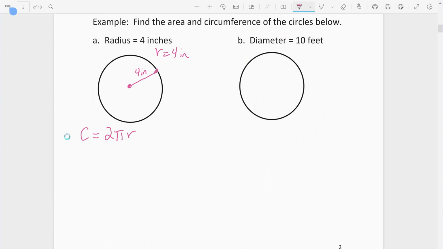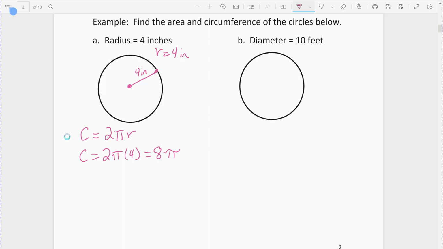And what I usually do, because we don't want to do any rounding in any problem until the very end of the problem, is I'll often simplify it with pi, and then the very last thing I'll do is multiply my number times pi using the key on the calculator. So in this case, my circumference is 2 times my radius, which is 4. 2 times 4 is 8 times pi. And so that's exactly what the distance around the circle is.